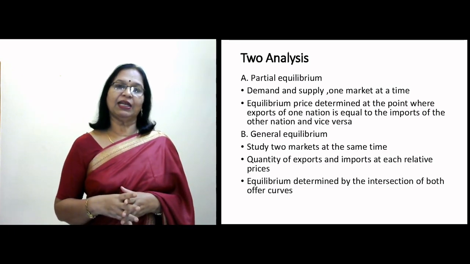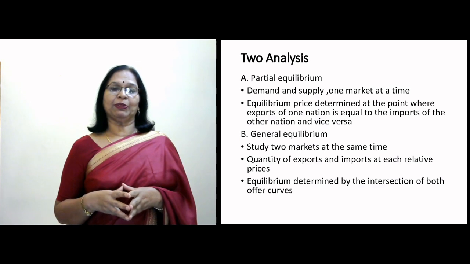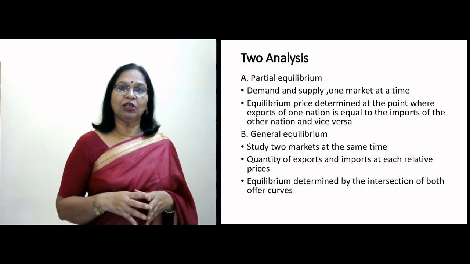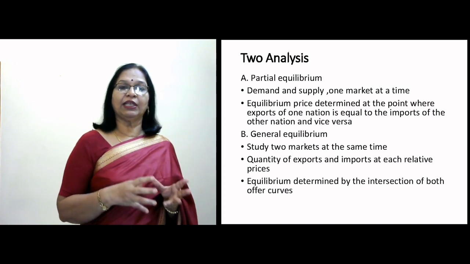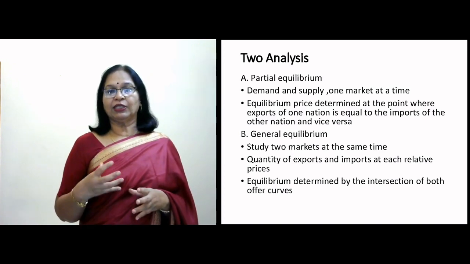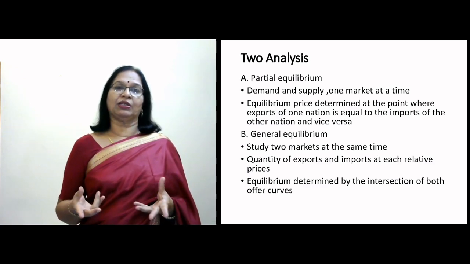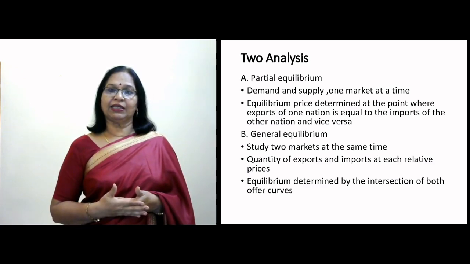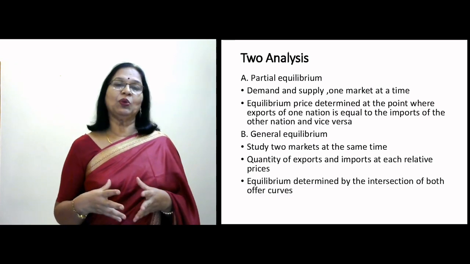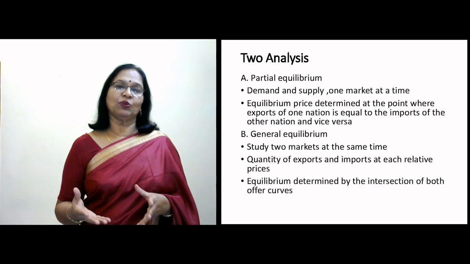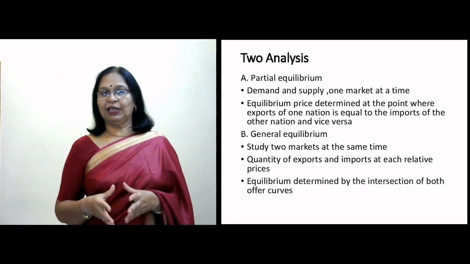But when we understand it from a general equilibrium perspective, we can study two markets at the same time. So the quantity of exports and imports at each relative price. So there is a relative price, and there is an export and there is an import, and there are two countries. All of them can be studied at the same time. And to do this, we use the tool of offer curves. And that is what we shall explain in this presentation.